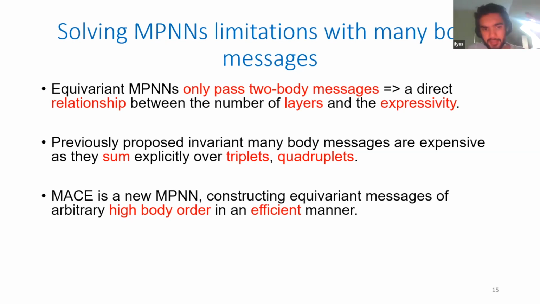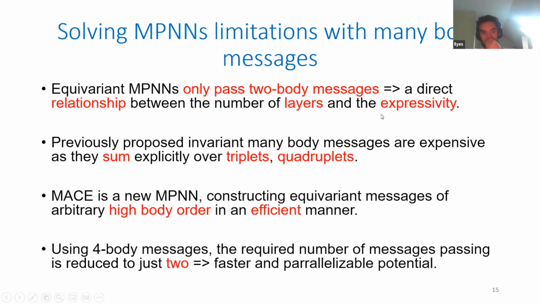But in MACE, which is the new architecture I'm talking about, it's an MPNN that constructs equivariant messages of arbitrarily high body order in an efficient manner. And we show that.